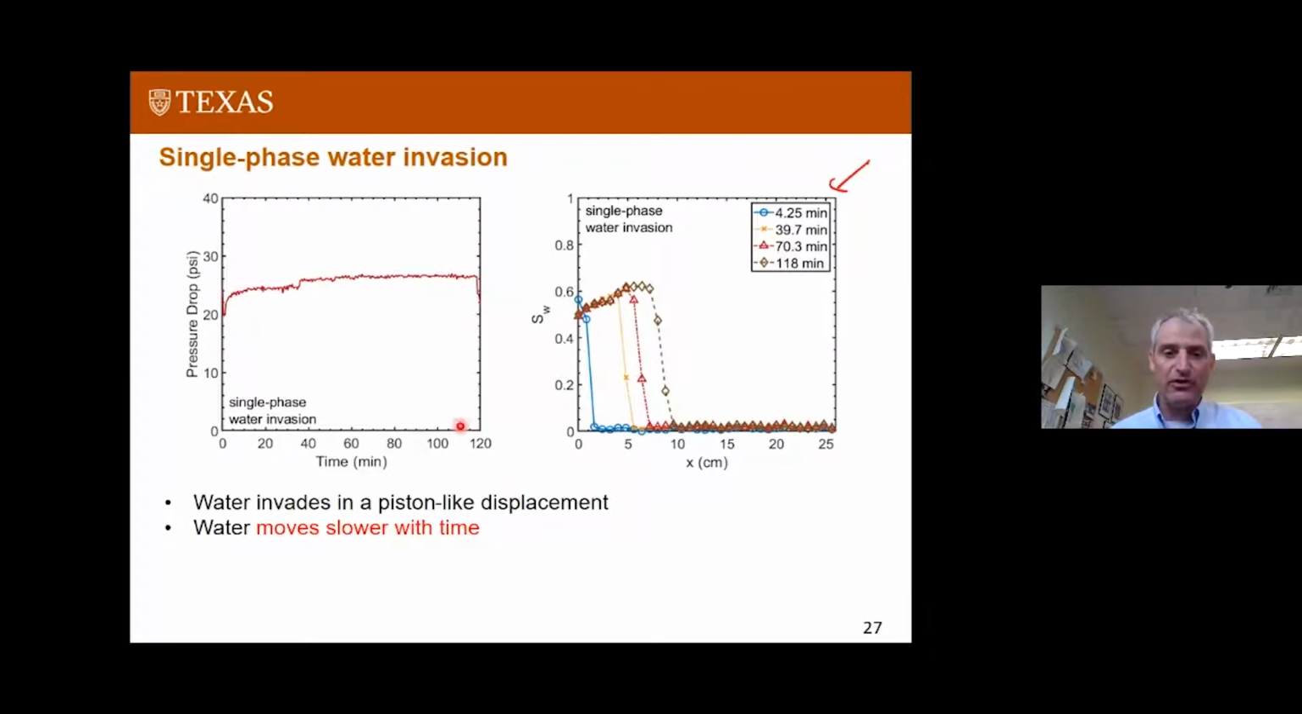Okay, so let's do single phase water invasion. We keep the pressure around 20 psi across and we can watch the water invade. What we find is the water moves with a piston-like displacement, and it invades slower and slower with time, which is not surprising because the water is going to be less permeable than our light oil in this case. And you're going to have a higher pressure drop because you have a multi-phase flow here, as opposed to the oil ahead of this front where there's basically no multi-phase flow.